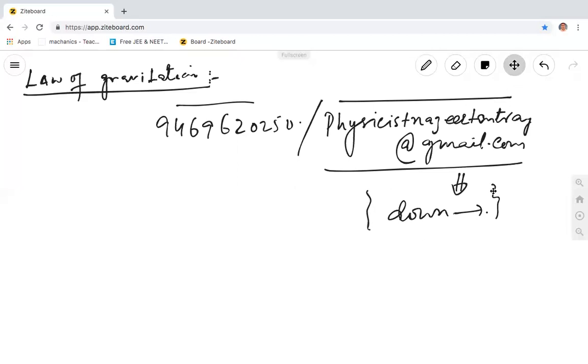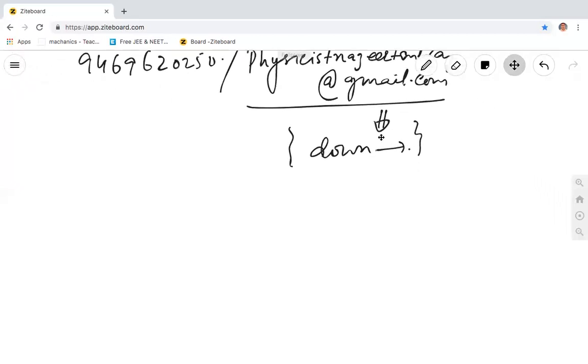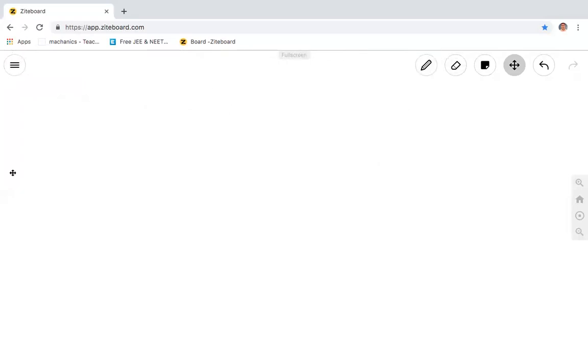Now, what do you want me to do for the time being? Newton's law of gravitation? Yes, please. Okay, I will give you Newton's law of gravitation. See here. According to Newton's law, two objects of mass m1 and m2.